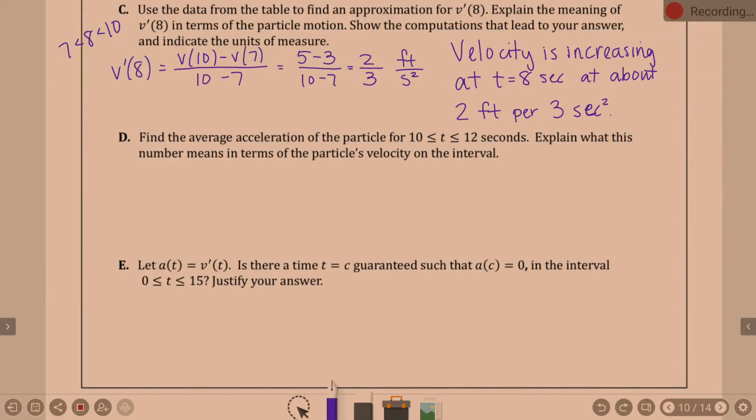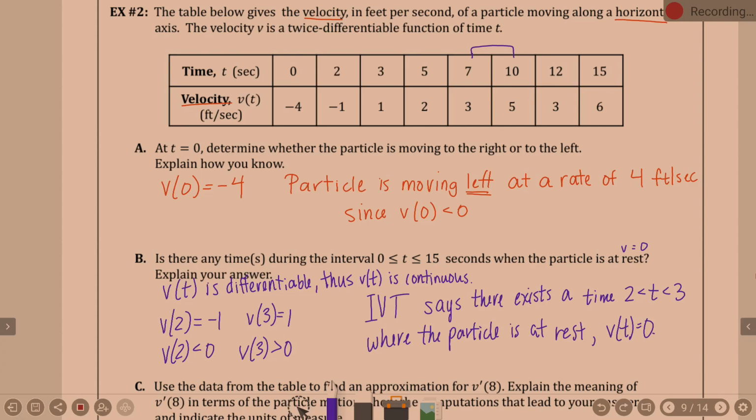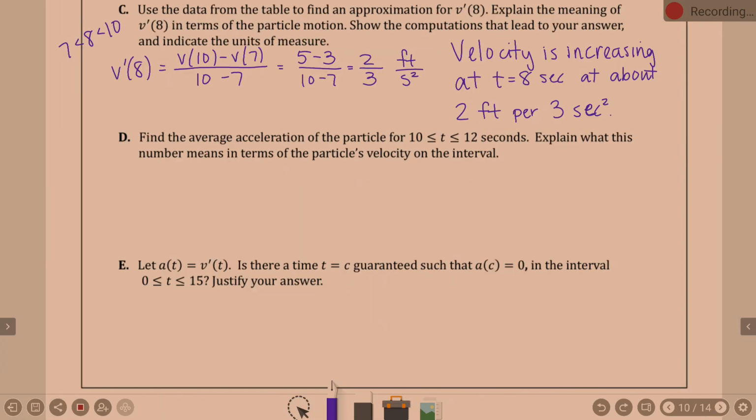We are on number 2, question stem, and we had D and E. So we just finished C. So we had this table, right? Remember, in the table given was velocity. Always pay attention to what they give you. This could be position, this could be velocity, this could be acceleration, and what they give you determines what you do here. We had just done C, which is helpful to look at.